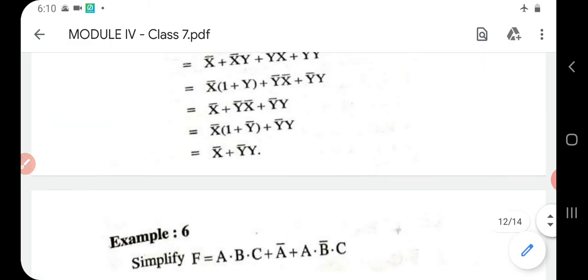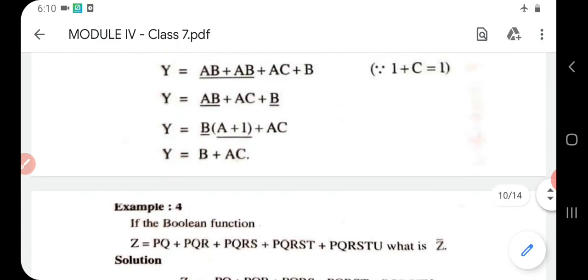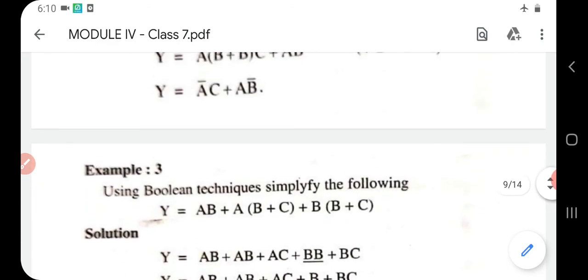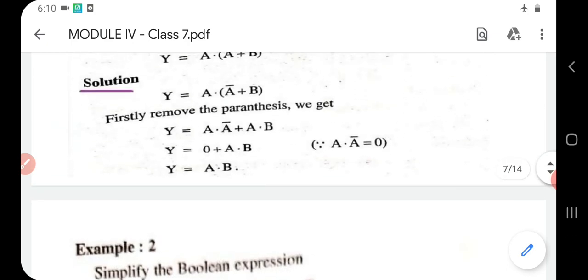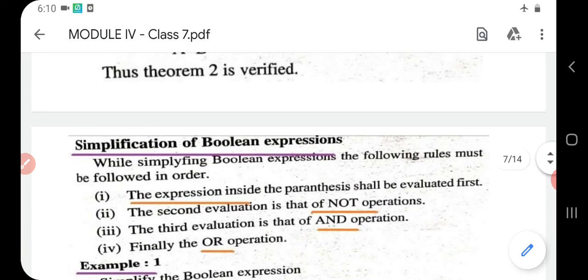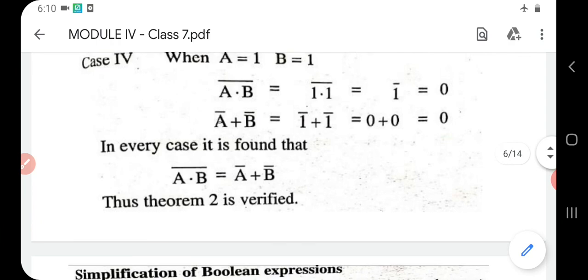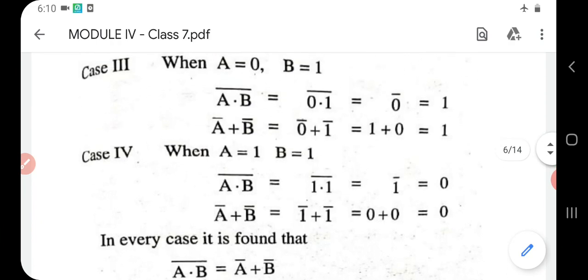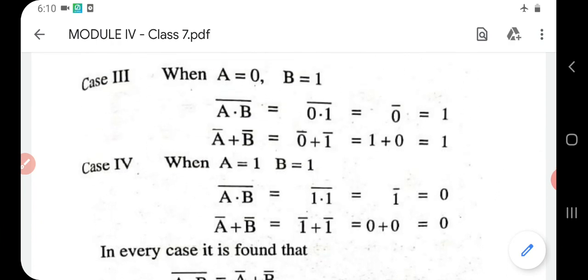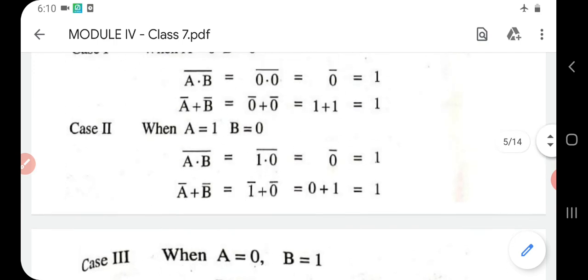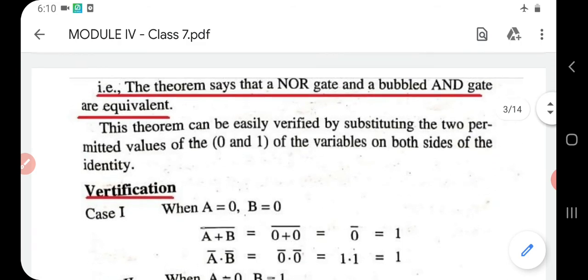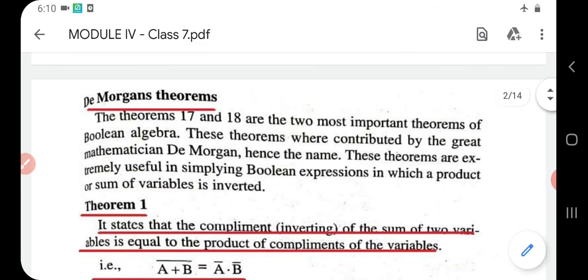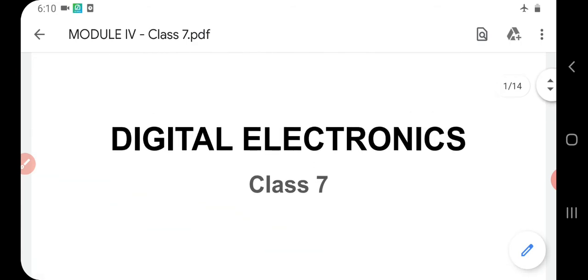So in this session the most important topics are the statement, the expression, and the representation using gates of De Morgan's first theorem and second theorem, then its verification, and finally simplification of Boolean expressions using the theorems that you have studied plus De Morgan's theorem. Okay, so you can go through it and work out more problems like that to learn how to simplify Boolean expressions. Okay, that's it for now. Thank you.